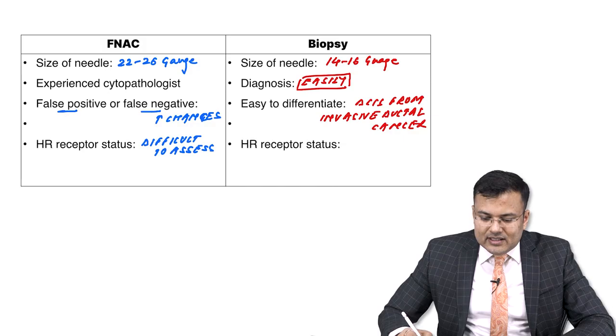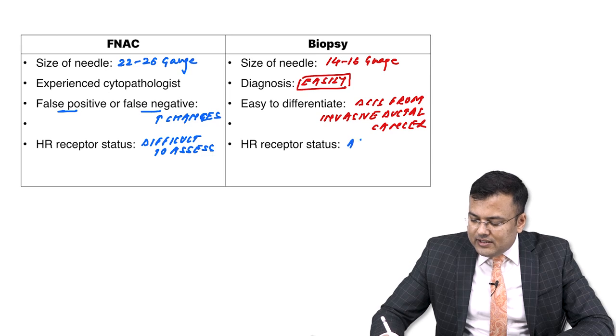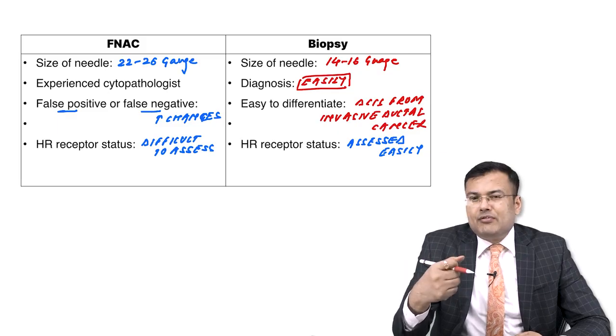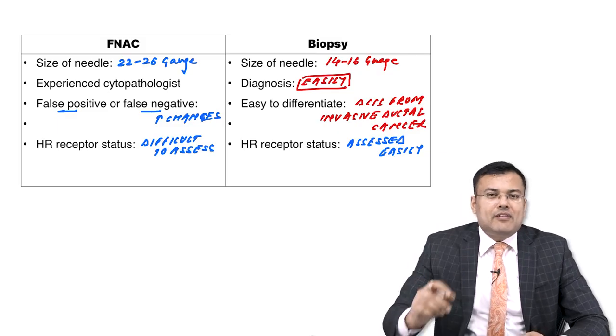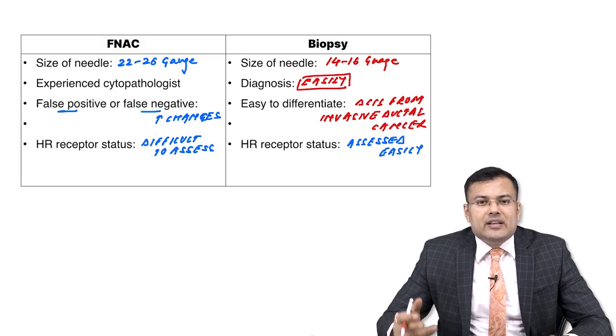You can easily assess hormone receptor status. Clear? But the only problem is that since the size of the needle is a bit large, the biopsy is a bit more painful, more painful in comparison to FNAC. What are the other names of biopsy? Trucut biopsy, core cut biopsy, needle biopsy.